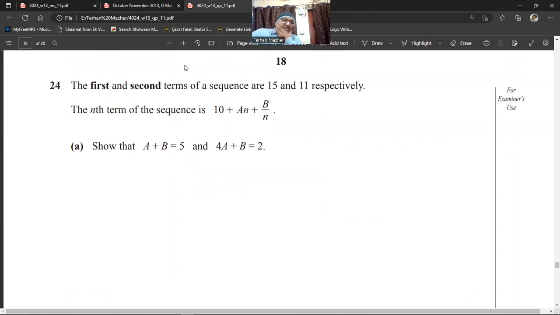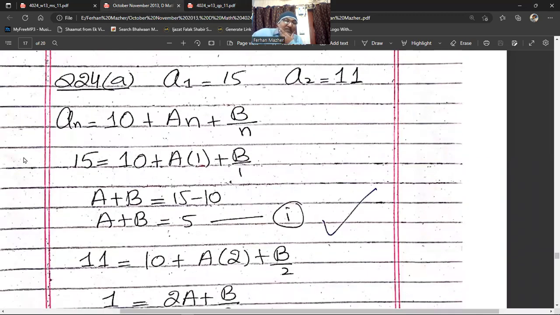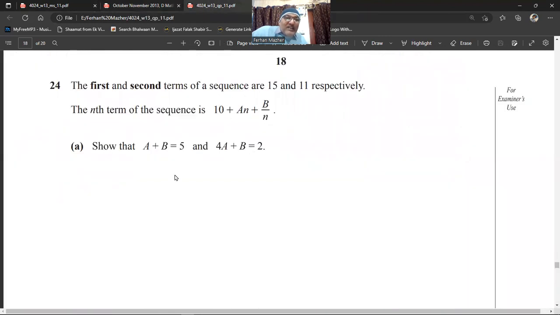Okay. So because the first term is 15 and the second term is 11, I will put n equals 1 in that formula. So the nth term is 10 plus an plus b by n. So the first term will be 15, and that will be equal to 10 plus a into 1 plus b by 1. So it will be a plus b equals 15 minus 10. So a plus b equals 5. That is my first equation, and that is the equation which you have to show.